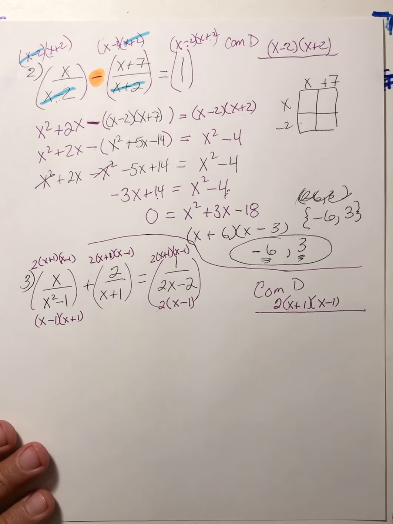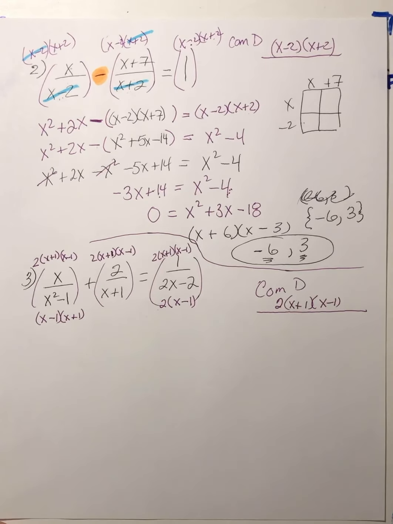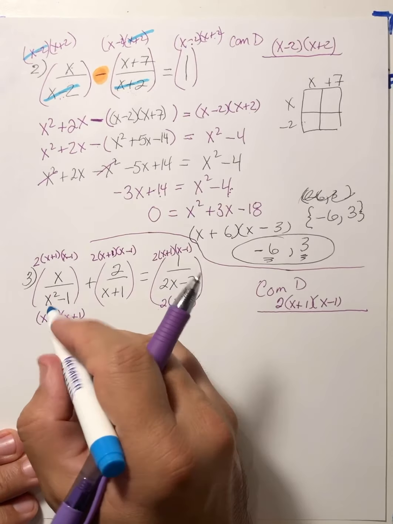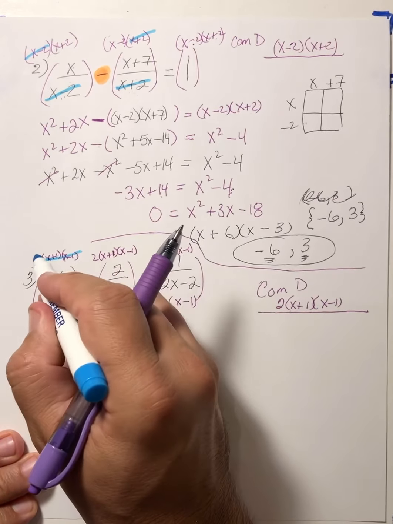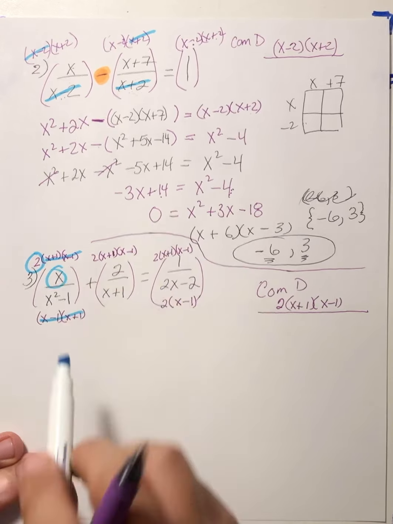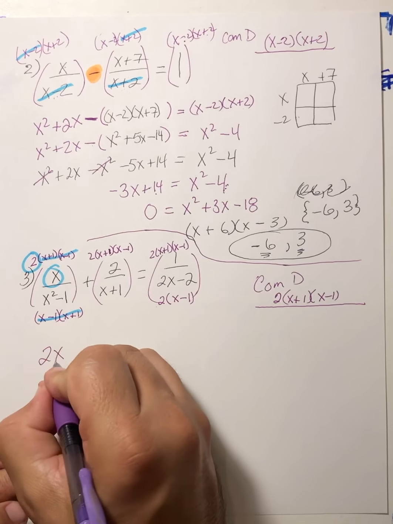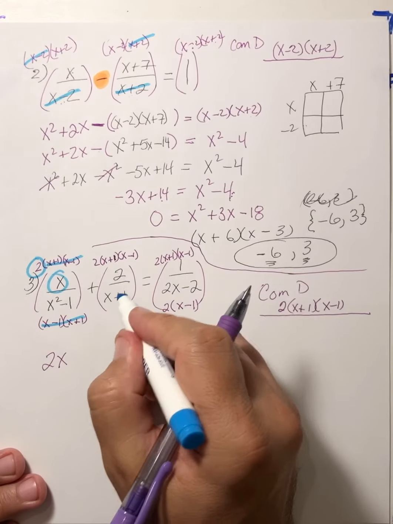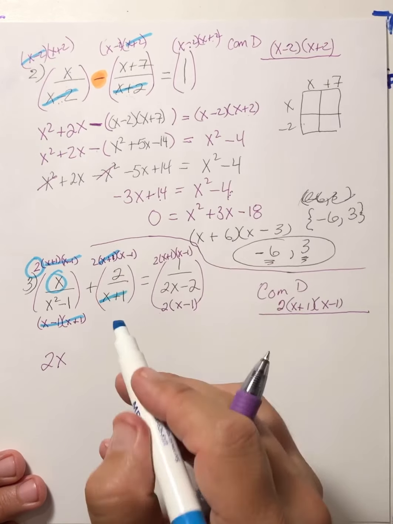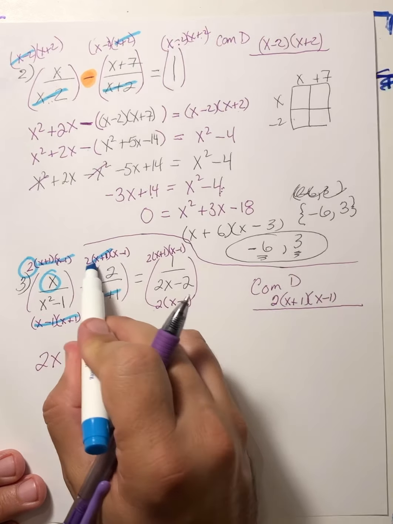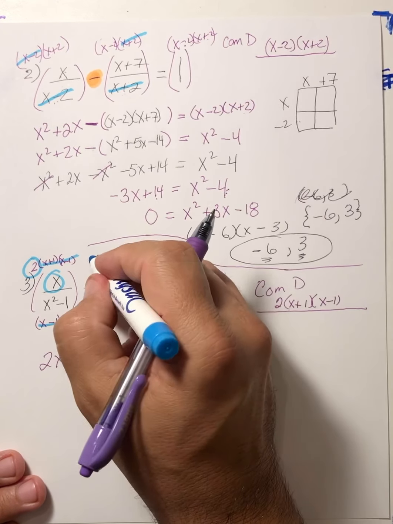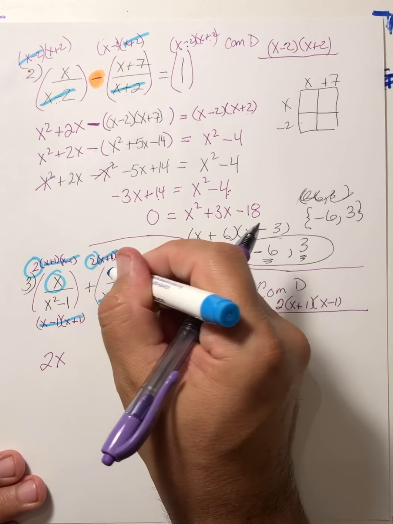Okay. Now it's just cancel, cancel, cancel. So look at this canceling. All of this cancels out. Gone, gone. So I'm just left with a 2 and an x. 2x. Look at this. X plus 1 cancels. You cannot cancel those two 2's. You got to multiply them together. Those two 2's do not cancel.